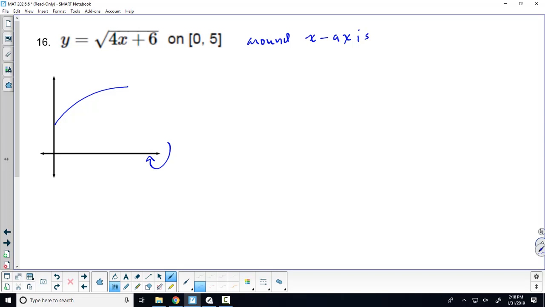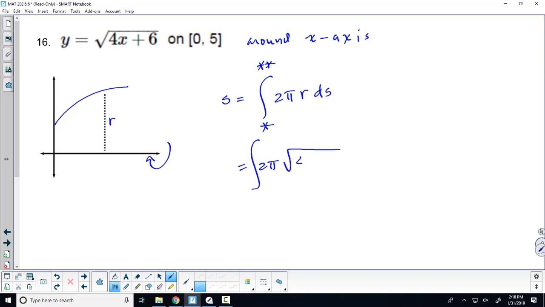We'll go ahead and start this one. So we have an arc that's going to rotate about the x-axis. The radius is just the function. So our formula is s equals the integral of 2 pi r ds. And we don't know what the limits are with respect to s, so we'll just do something like that. So then we do 2 pi, the radius is the function, and then the hard part, ds. That's the square root of 1 plus the derivative squared.